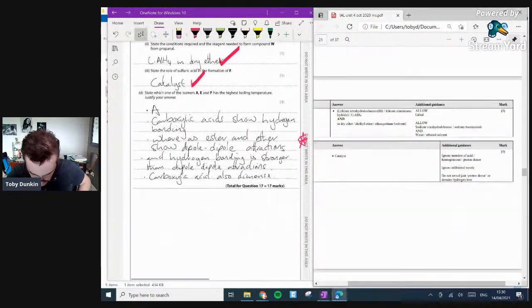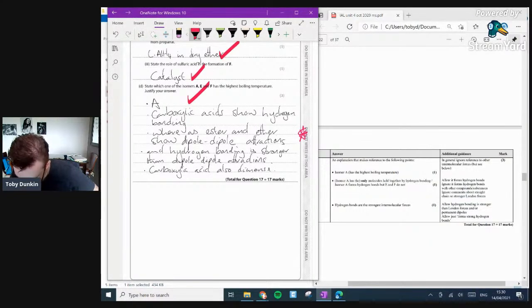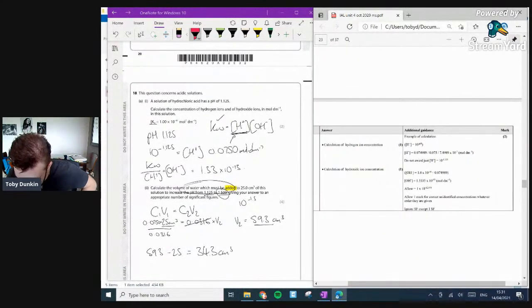Fine. So A has the highest boiling point. Molecules held together by hydrogen bonding. Hydrogen bonding is stronger than other intermolecular forces. Nice.